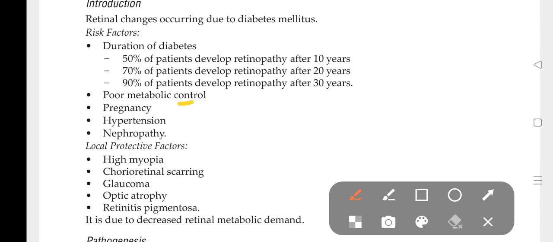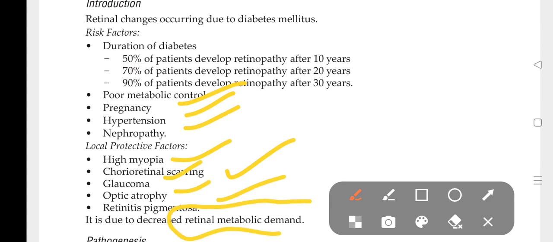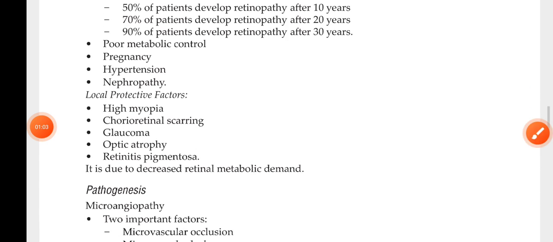Next, what are the local protective factors? Protective factors are high myopia, chorioretinal scarring, glaucoma, optic atrophy, retinitis pigmentosa. This is due to decreased retinal metabolic demand. The retina requires less glucose there.